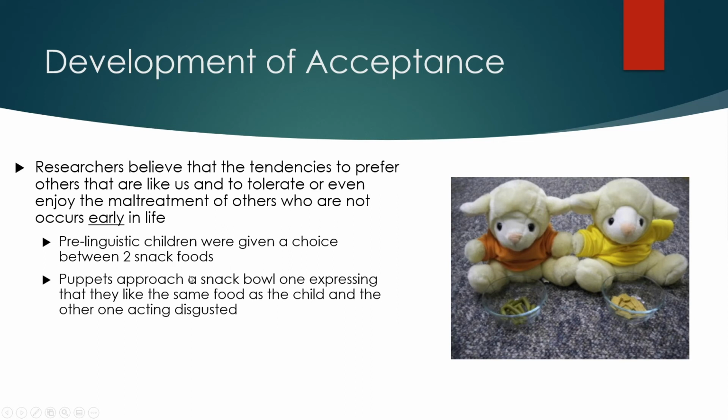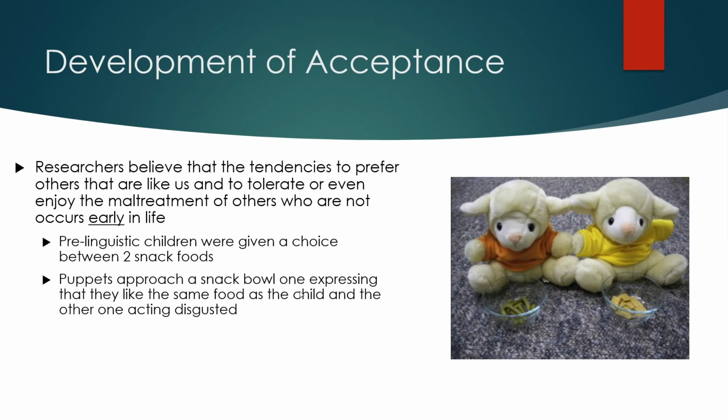What they did was they had the puppets approach a snack bowl, and if it liked it, it was like, that looks really good. Then it went over to the other bowl and was like, that's disgusting. Oh, green beans. And the other puppet did the opposite. It's like, green beans, and it looked at the crackers and was like, oh, that's disgusting. And the kids watched this whole thing unfold.